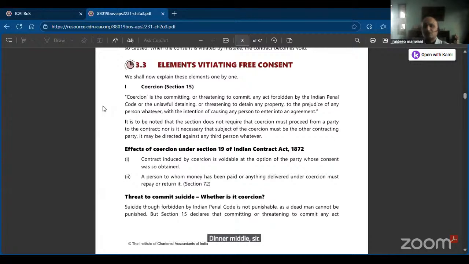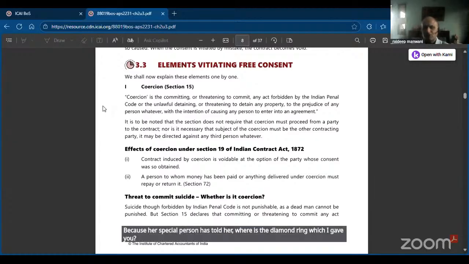And at that time, Adrut puts the pistol on Ramani and says, Ramani, sell me that diamond, or else. Ramani says, take the diamond. And Adrut gives her 5 lakhs. Contract is over. They go to Sri Lanka and come back to India, and Ramani is very upset because her special person has asked her, where is the diamond ring which I gave you? Ramani says that Adrut took it off.